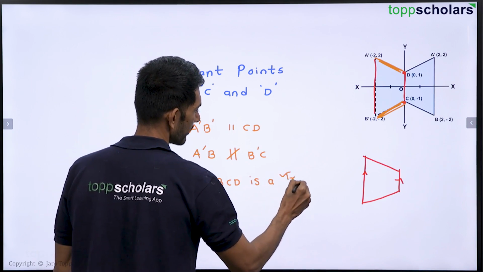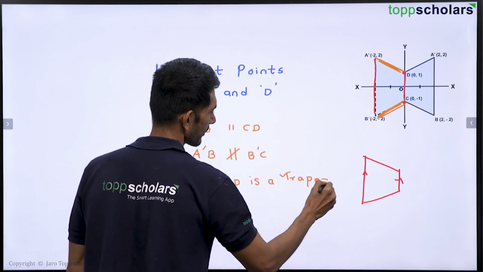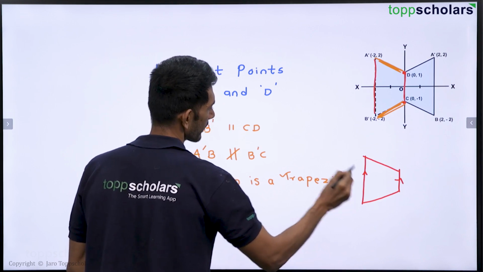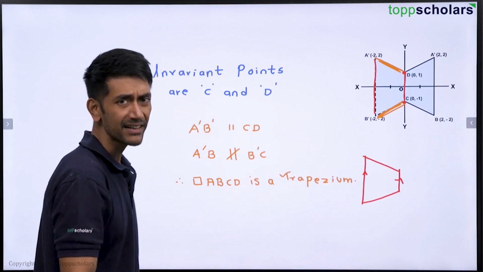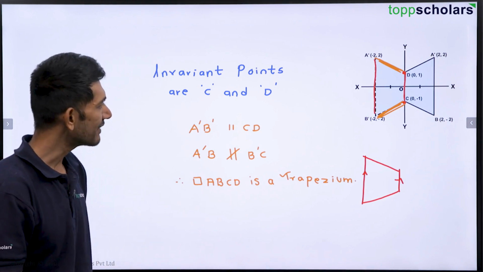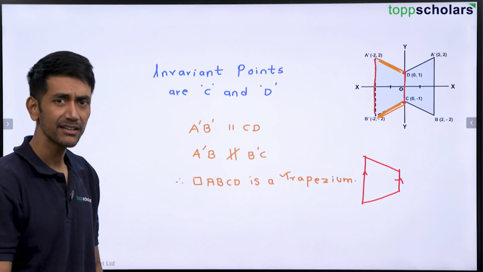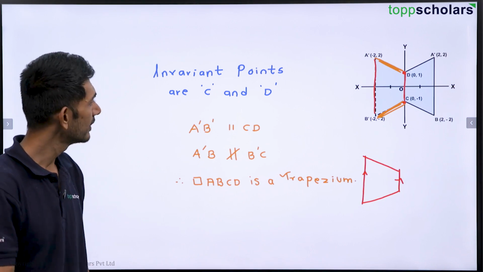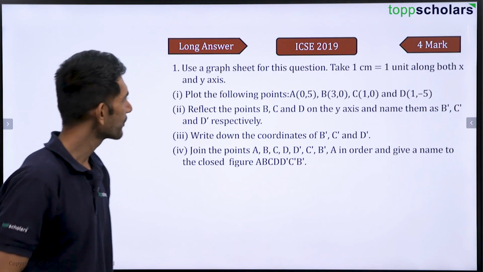is a trapezium, right? This is a trapezium. That is the definition of trapezium, right? One pair of opposite sides is parallel. So we have answered all the 4 questions. Easy, very easy. See, it was asked for 4 marks. Let us see a new question now.